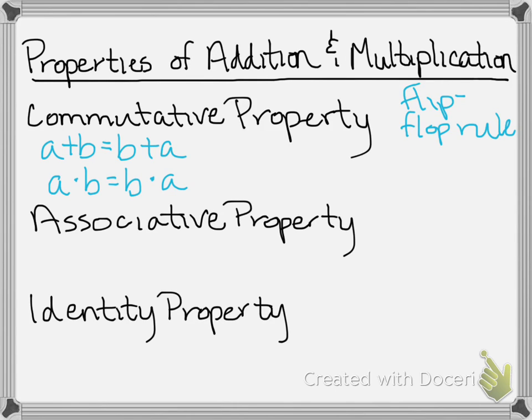So we can show this with numbers. We can say 6 plus 4 is the same thing as 4 plus 6. And in multiplication, 9 times 5 is the same thing as 5 times 9. So that's the commutative property. The next property is the associative property. In other words, you can think of that as the buddy rule.